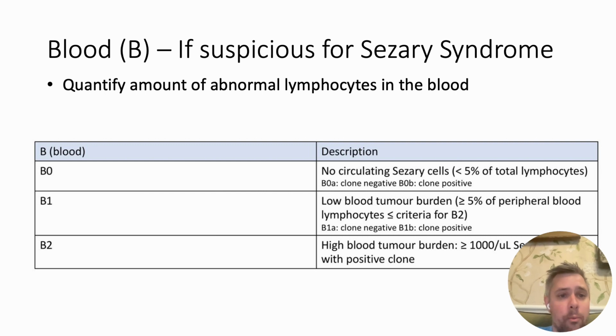And then we'll move on to blood, and you do this if you're suspicious for Sézary syndrome, and you can quantify the amount of abnormal lymphocytes in the blood. So B0 is that there's no circulating Sézary cells, or actually that there's less than 5% of the total lymphocytes are abnormal cells. B1 is that the burden is greater than 5% of the peripheral blood lymphocytes. And then B2 means there's a very high blood tumor burden, and that's greater than 1,000 Sézary cells with a positive clone.